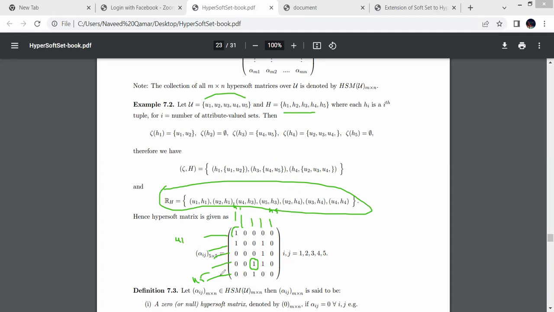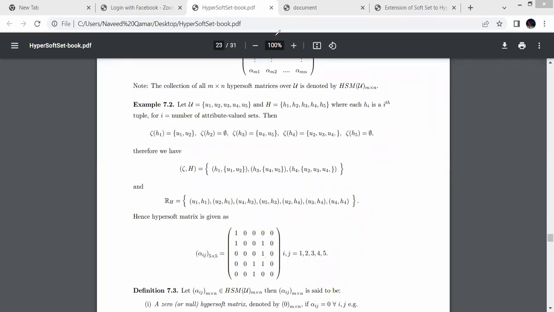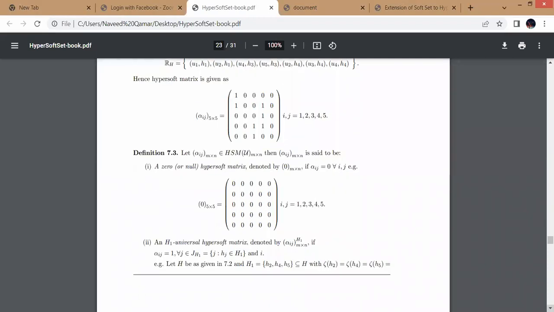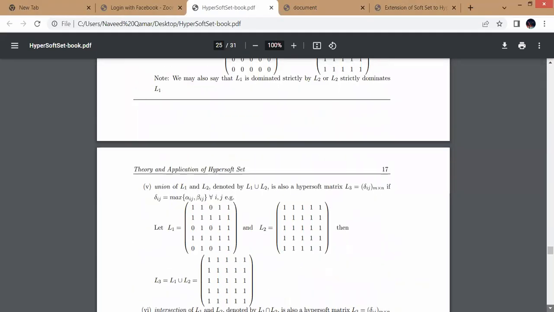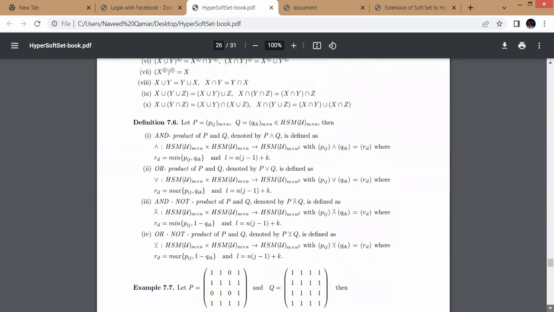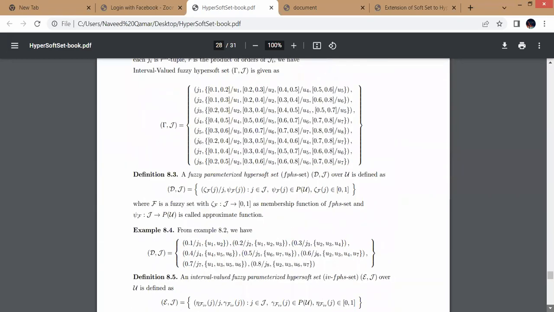Here U5 is the fifth row and H3 is the third column, so this element is also equal to 1. Similarly, U2 second row and fourth column will be 1. Similarly, U3, H4: U3 means third row and fourth column will be 1. U4 means fourth row and fourth column will be 1. Other elements will be 0. So this was our final topic related to this paper, which was hypersoft functions or hypersoft matrix. Here are some properties of hypersoft matrices like union, intersection, complement, and all of these properties. You can see these properties.